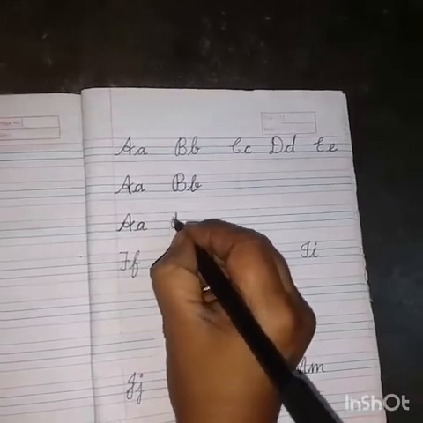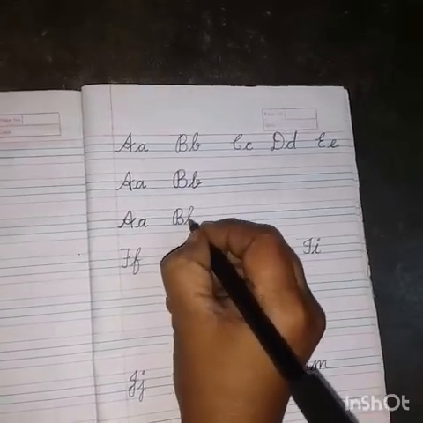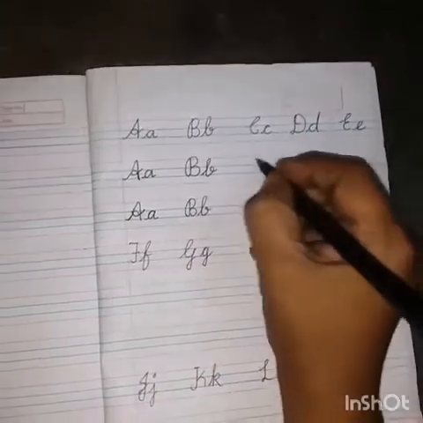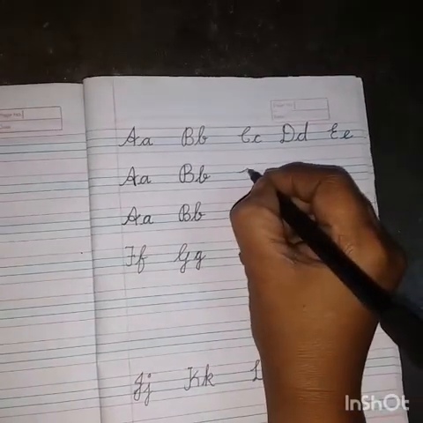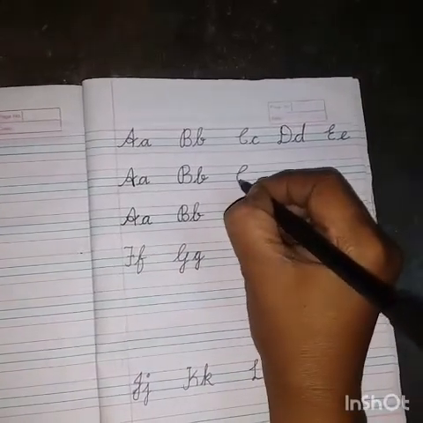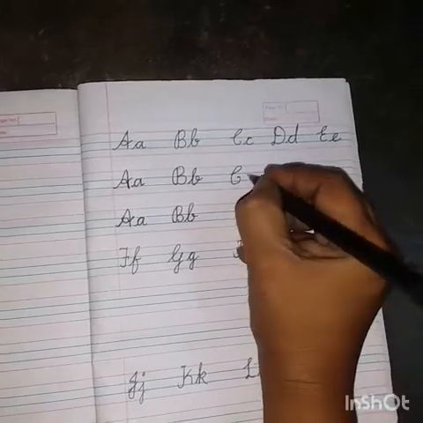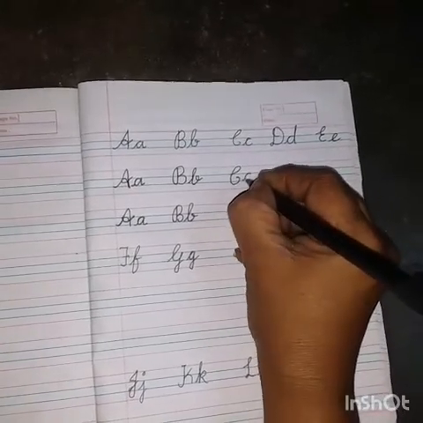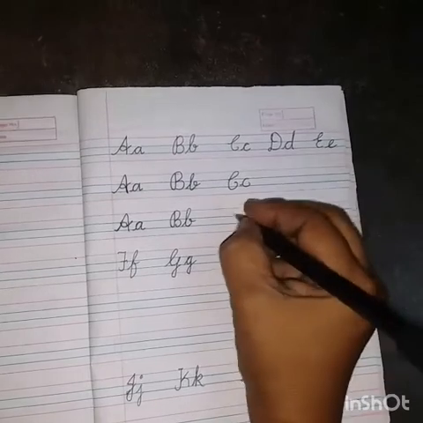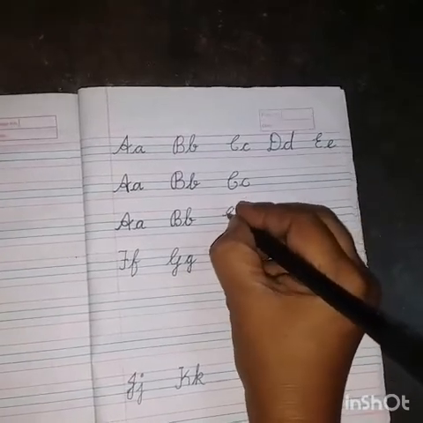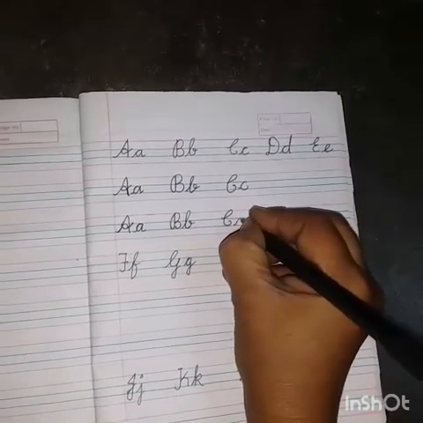Next we see C. Make a curve from the second line to the first line and make a half circle. We get a letter C. Make a small curve, we get small letter c. Okay, this way we get a letter C.